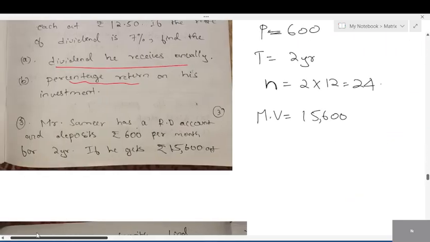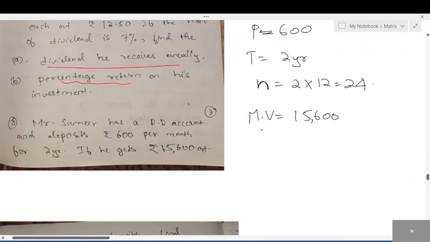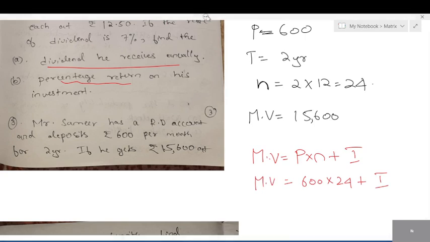Now look here, back to this question. Your maturity value is given, Joanna. So which formula do I have to use? MV is equal to P into N plus I. 600 into 24 plus what is interest? Is interest given? Let me write it as I. What is the MV value given? Maturity? Yes, 15,600. Let me calculate.